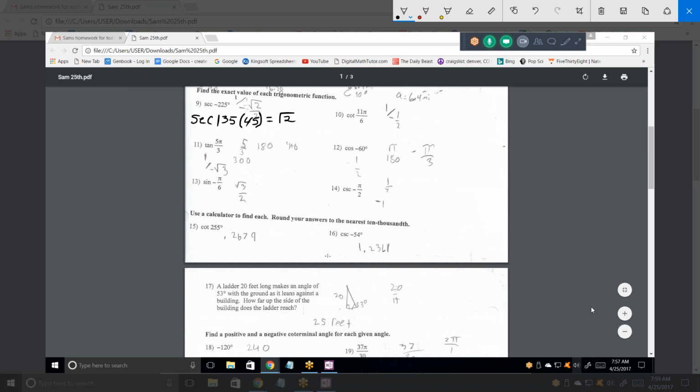Is secant plus or minus in the second quadrant, which is where 135 degrees is? Is it plus or minus in the second quadrant? Minus. No, the second quadrant, yeah, it'd be minus. Okay, so there's your answer, minus root 2.